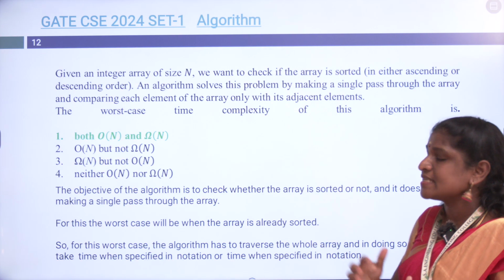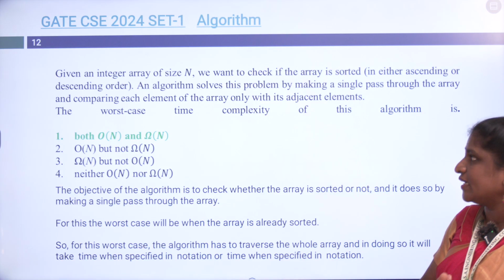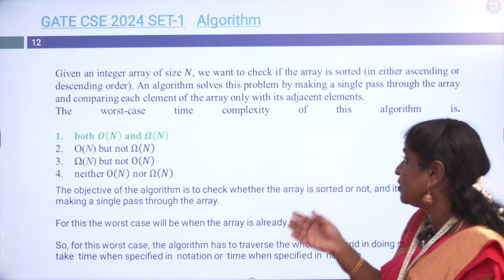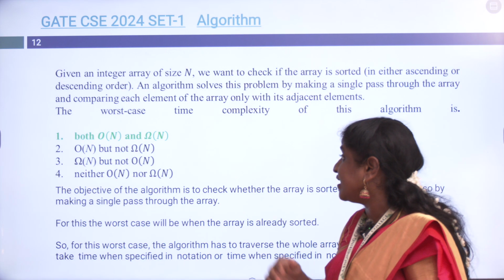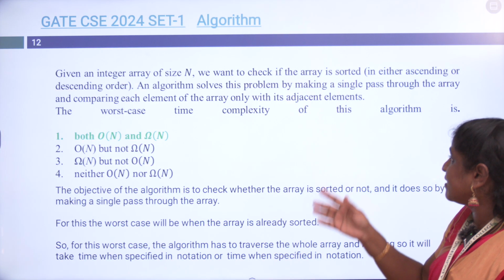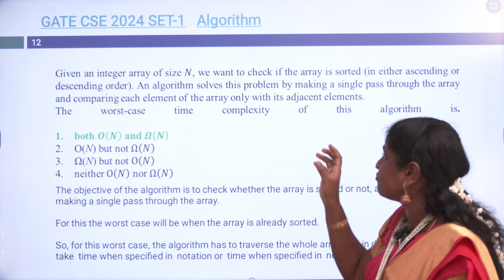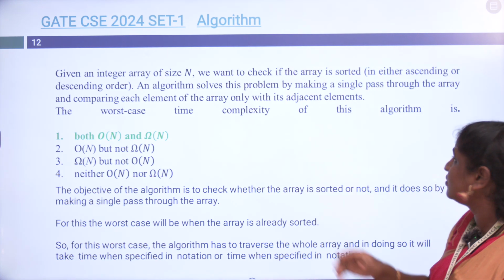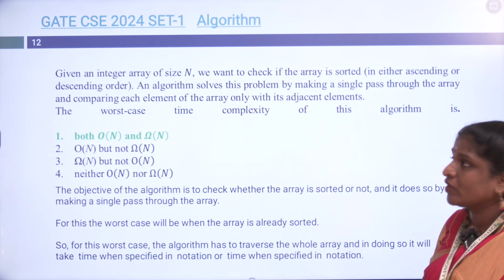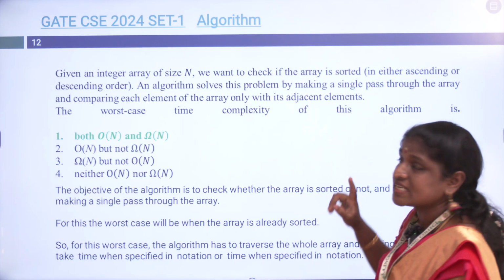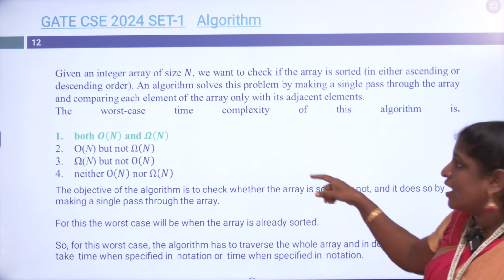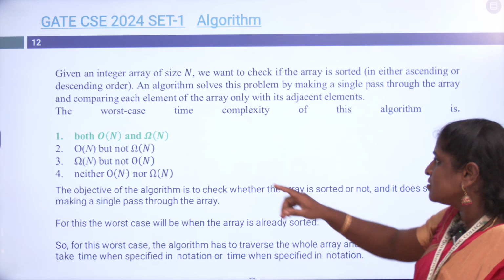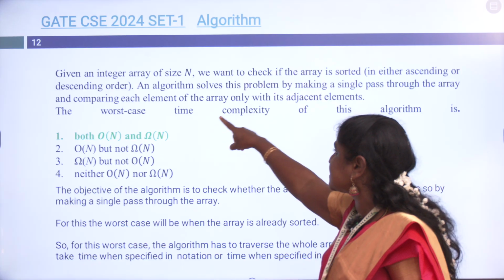So let us discuss some GATE questions now based on the particular topic, asymptotic notation. This question is taken from question paper set 1, 2024. They have given an integer array of size n. We want to check if the array is sorted in either ascending or descending order. An algorithm solves this problem by making a single pass through the array and comparing each element only with its adjacent element. They are asking for the worst case time complexity.